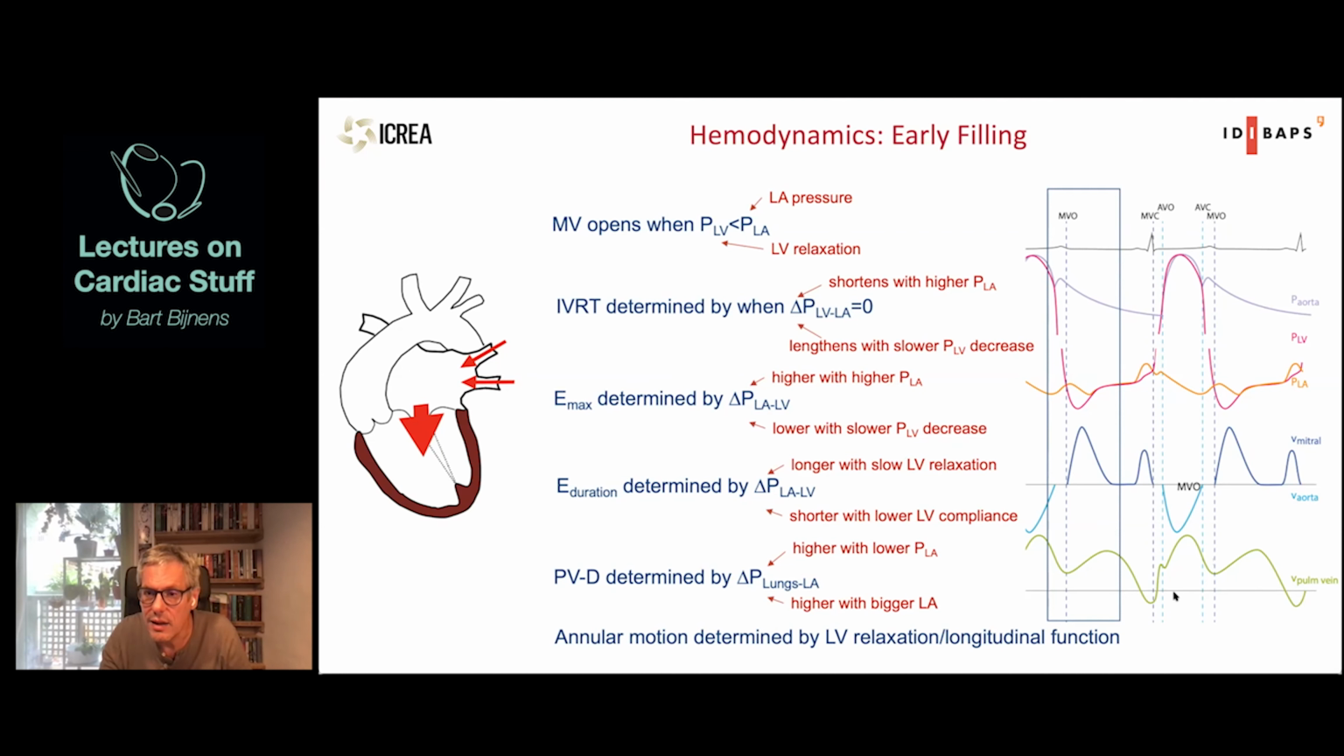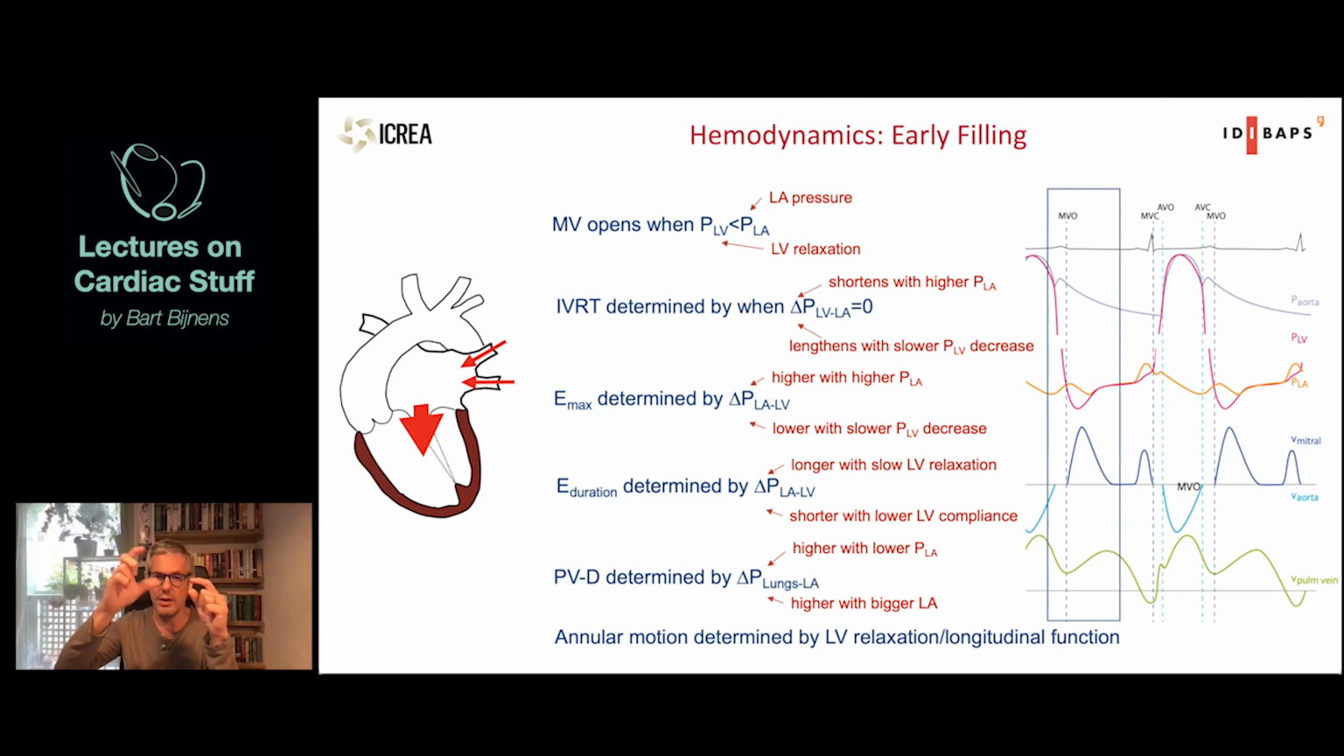If we now look at the annular motion, so how fast the tissue or the annulus would move during the early filling, that obviously is determined by all of these factors that we said. So it's determined by how fast this filling is taking place. That depends on the relaxation.